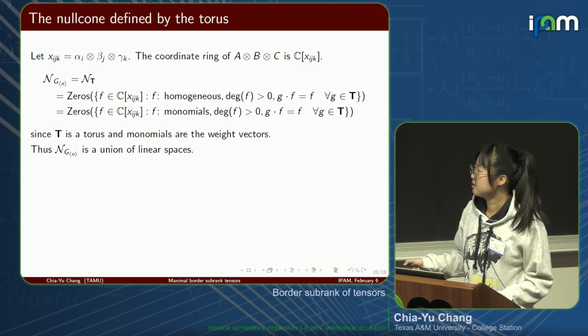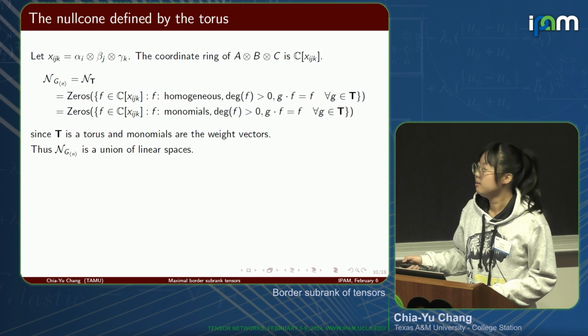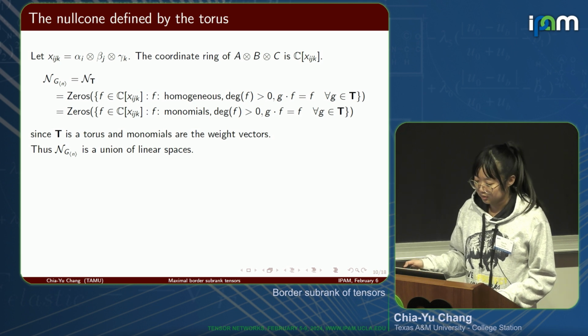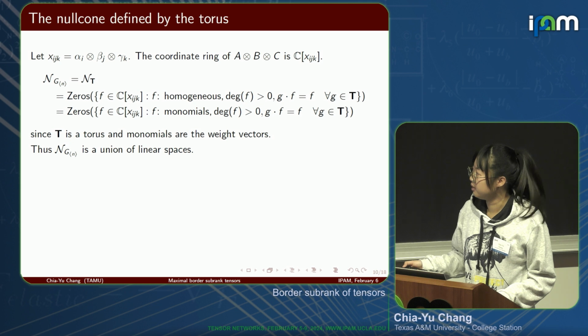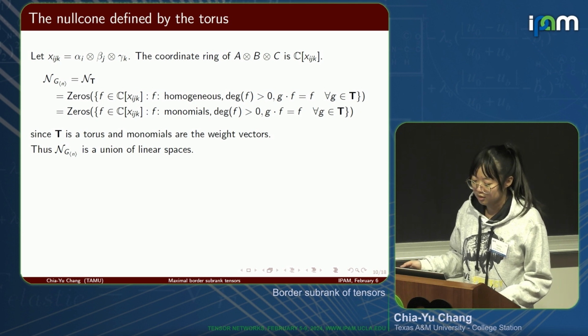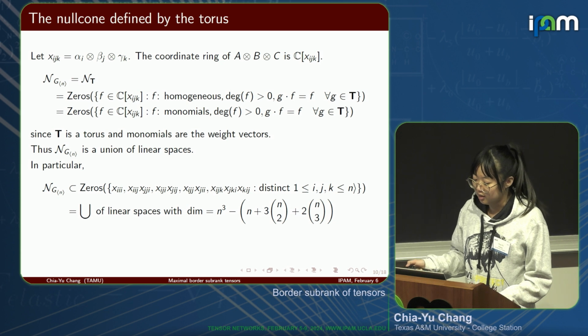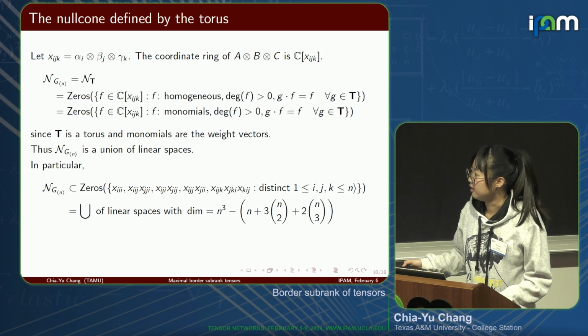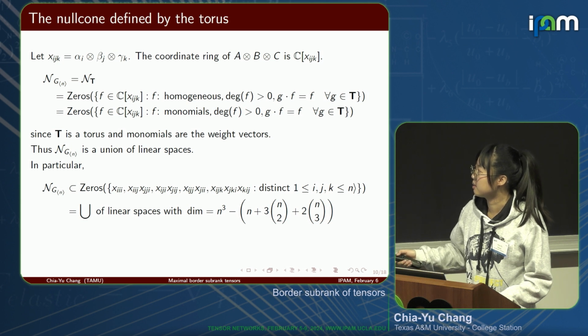And so since the neural cone now is a zero set of some monomial polynomials, it is now a union of linear spaces. So by knowing the dimension of those linear spaces, we can estimate the dimension of the neural cone and the cone. In particular, the neural cone is a subset of this zero set. Here, these monomials are the monomials with degree less than or equal to 3 that satisfy these properties.